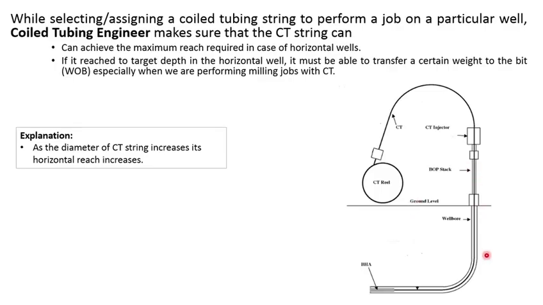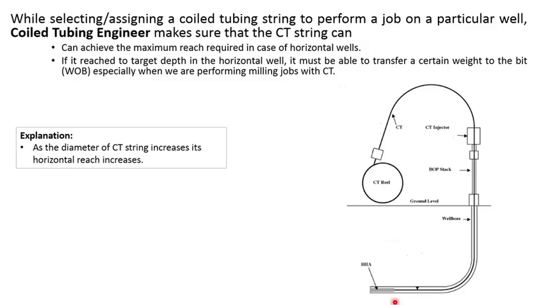In this diagram we have a horizontal well. The coil tubing string which we are selecting to perform a particular job must be able to reach up to the target depth, because coils with different diameters have different horizontal reach. For example, if we are running a 1.5 inch coil tubing string, it's quite possible that it is unable to reach the target depth. So we have to increase the diameter of the string to increase the reach in the wellbore.